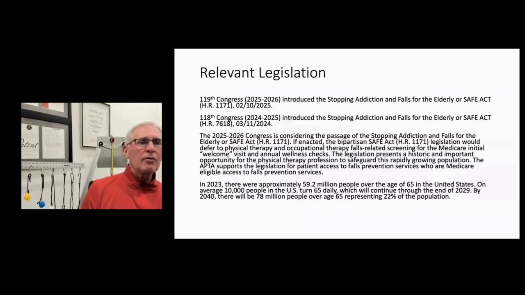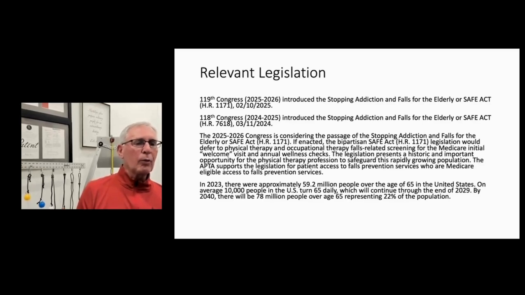Earlier, I mentioned legislation, which I will now discuss. In 2024, two pieces of legislation were introduced to expand falls risk assessment. The Stopping Addiction and Falls for the Elderly, or SAFE Act, upon passage, would allow physical therapists and occupational therapists to initiate falls risk screening at the Medicare initial welcome visit, and then annually thereafter for the wellness checks. This results in early identification and intervention.